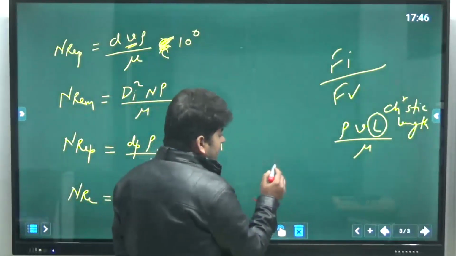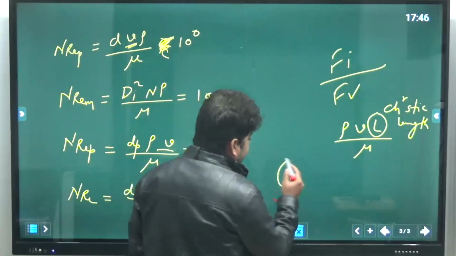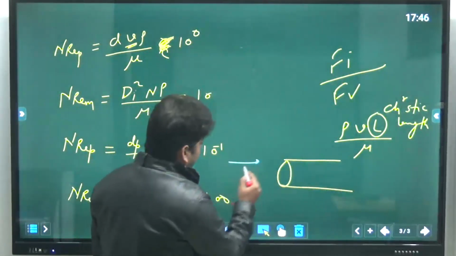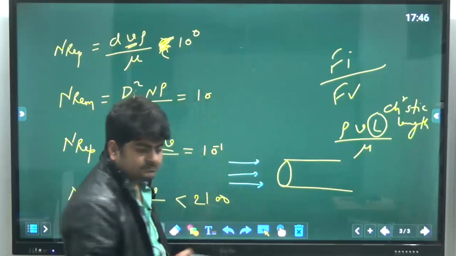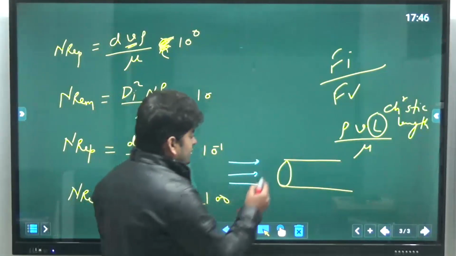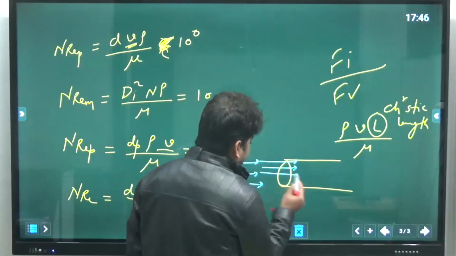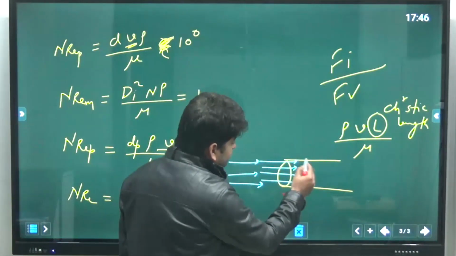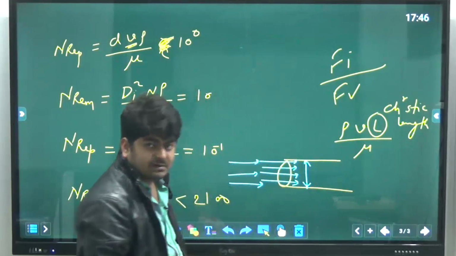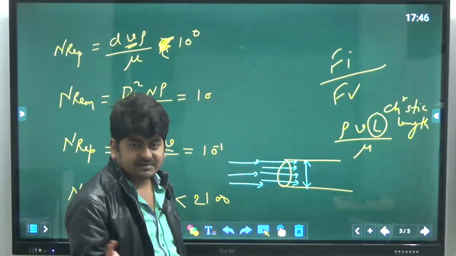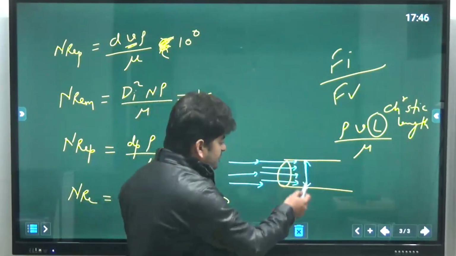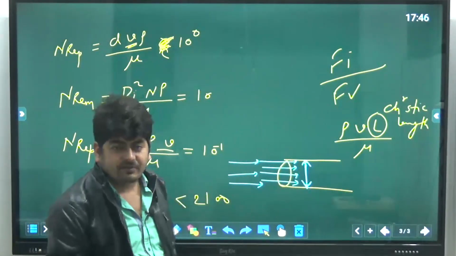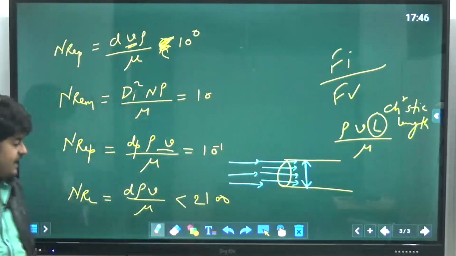So in case of pipes, fluid is flowing, so you will see that streamlines will get affected in this distance. The disturbance in the streamlines, the path, will be based on this distance. And what is this distance? That is the diameter of the pipe. So L is equal to D, the diameter of pipe.